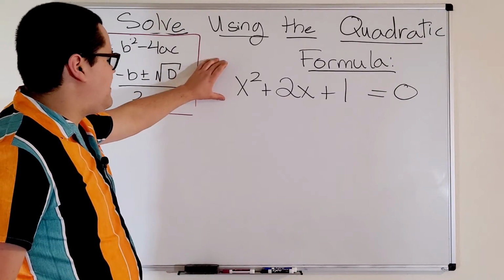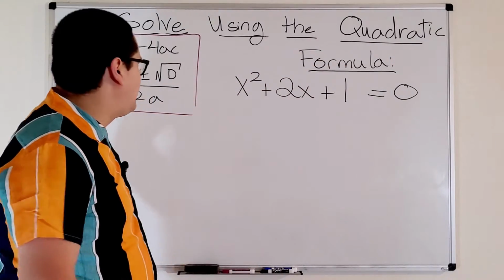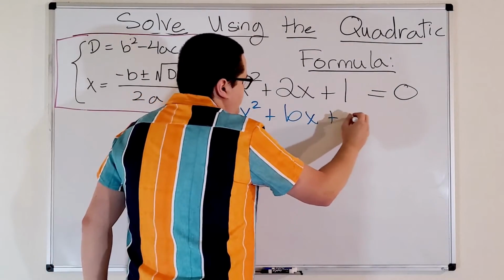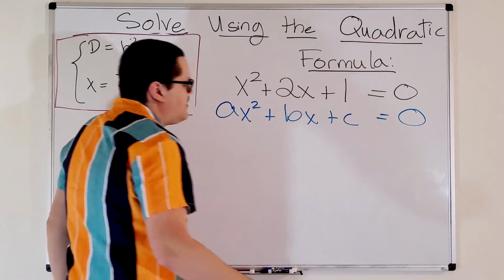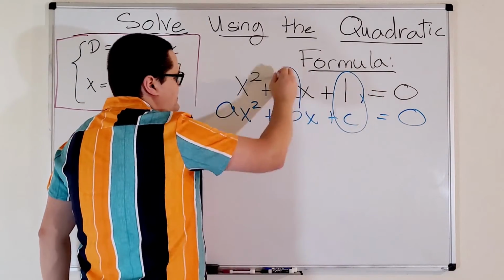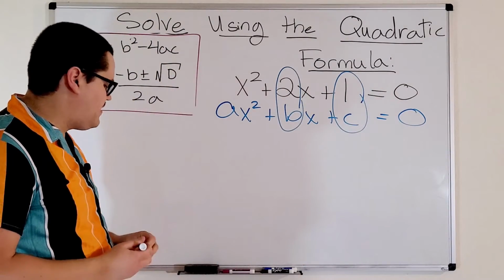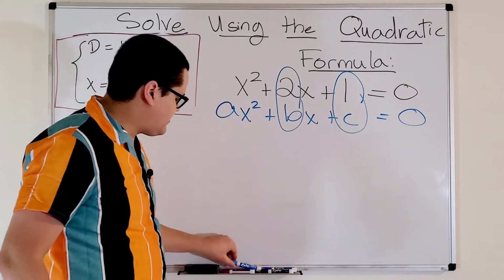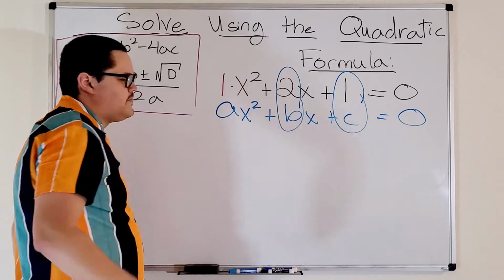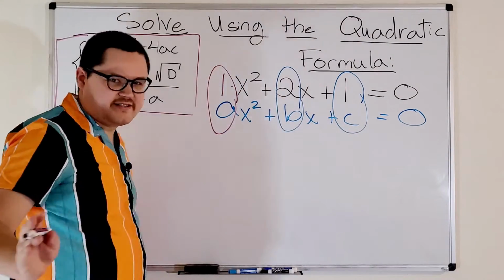Note that we are in the descending power of x order, our standard order, namely ax squared plus bx plus c is 0. So it's easy enough to see that c is 1, b is 2, and what's a? Is it 0? Because there's nothing here. Well, no. There's an invisible times 1 there, because x squared is the same as 1x squared. So a is 1 in this case, not 0.